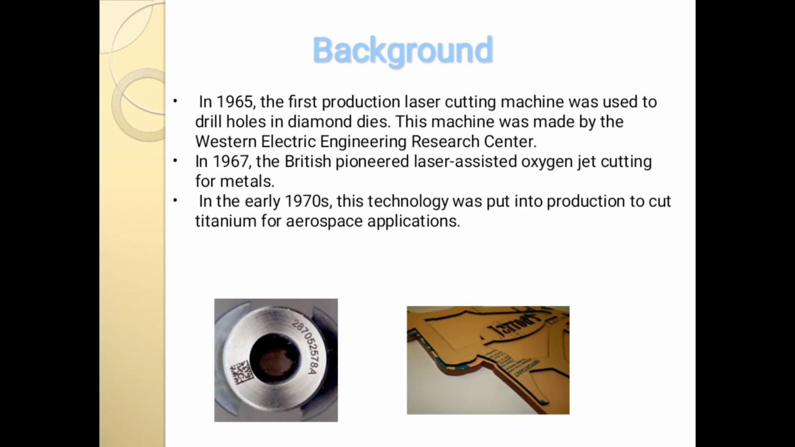Next slide. Background of a laser cutting system. First, in 1965, the first production laser cutting machine was used to drill holes in diamond dies. The machine was made by the Western Electric Engineering Research Center. Next, in 1967, the British developed laser with oxygen jet cutting. Third, in the early 1970s, this technology was put into production to cut titanium for aerospace applications.